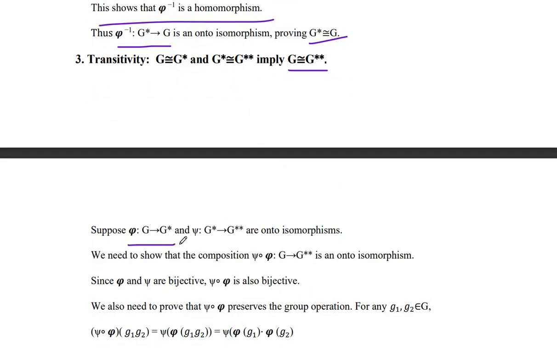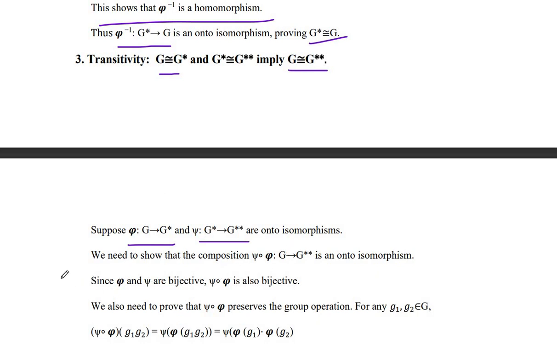So we shall consider two mappings. Because G is isomorphic to G star, we should have phi from G to G star to be a one-to-one onto homomorphism. And for this part, we'll consider another mapping from G star to G double star, psi, which is also a one-to-one onto homomorphism. Now we know that whenever phi and psi are bijective, their composition is also bijective.